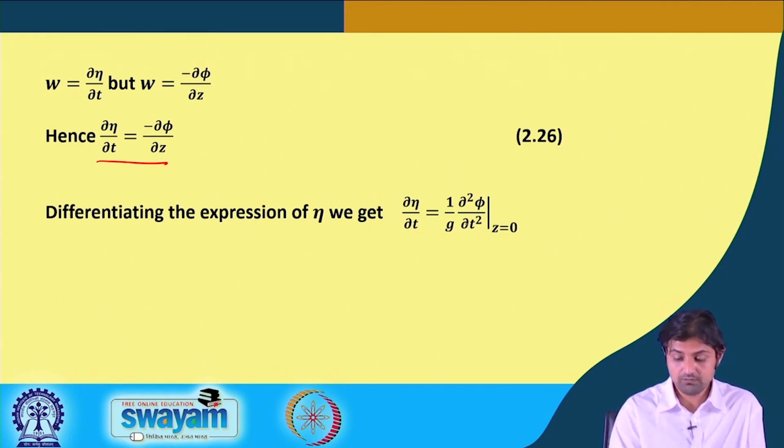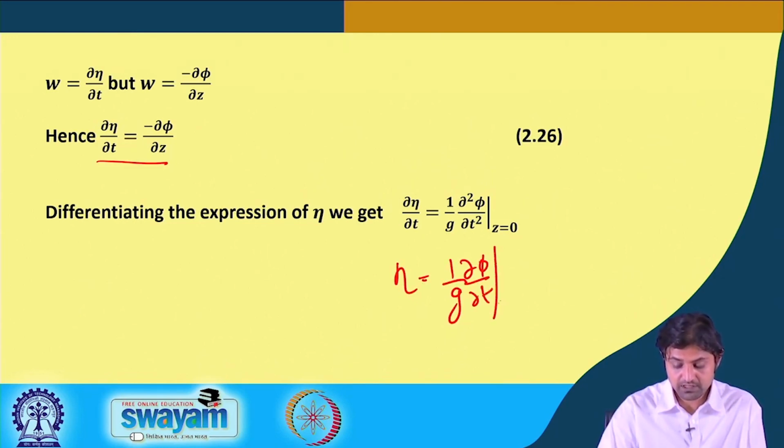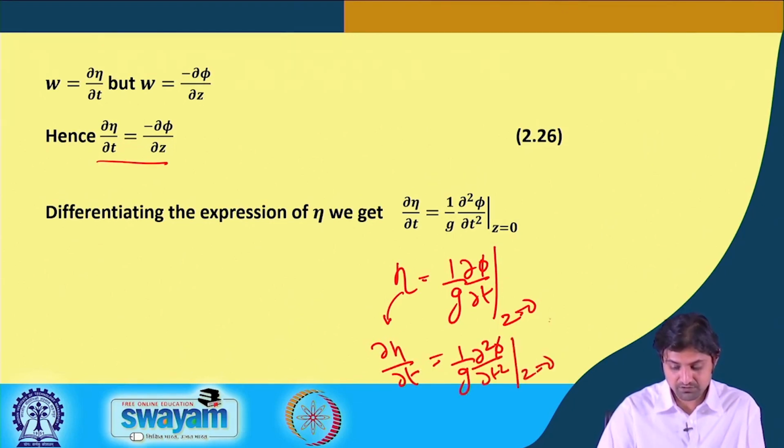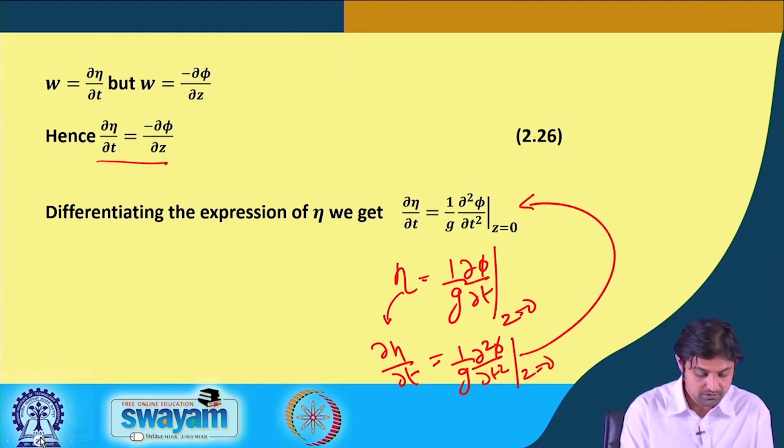If we differentiate the expression of η, what do we get? ∂η/∂t is equal to 1/g, you remember that term, at z equal to 0, 1/g ∂²φ/∂t². Since η was 1/g ∂φ/∂t at z equal to 0, if you differentiate this, you get ∂η/∂t equal to 1/g ∂²φ/∂t² at z equal to 0. This is what is written here.